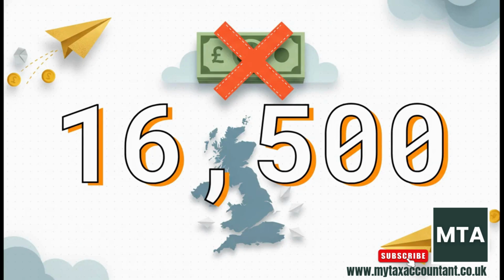So why the big rush to understand this right now? Well, take a look at this number, 16,500. That's the record number of millionaires expected to leave the UK. It is a huge shift, and it's being driven by major tax changes that are making everyone, not just the super wealthy, take a hard look at their situation.